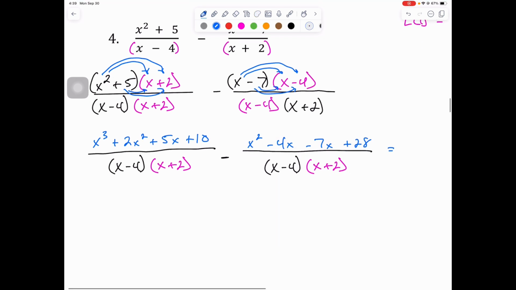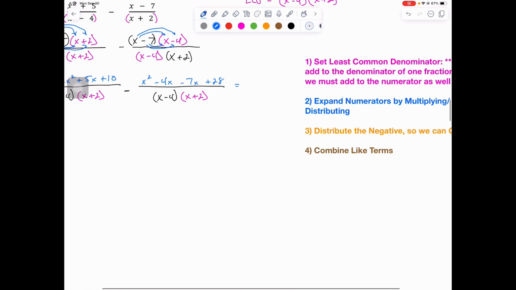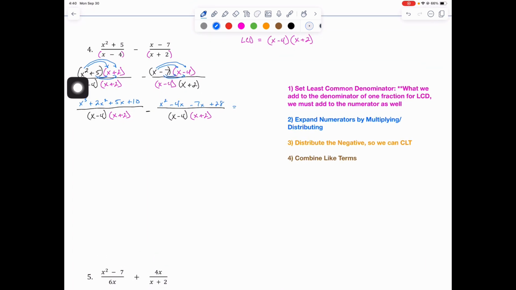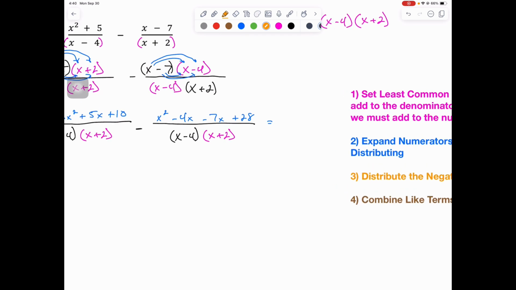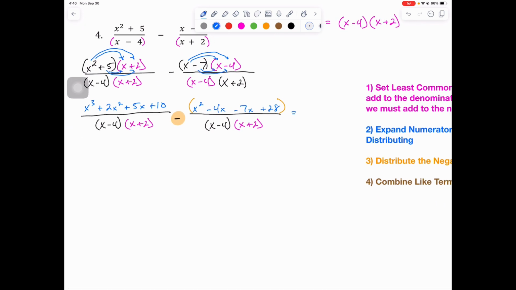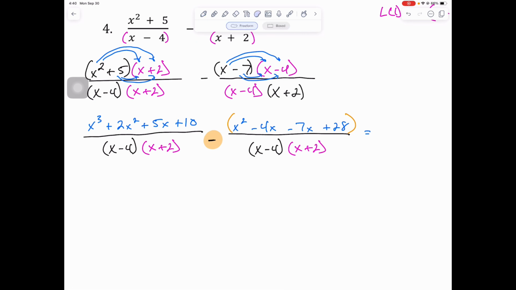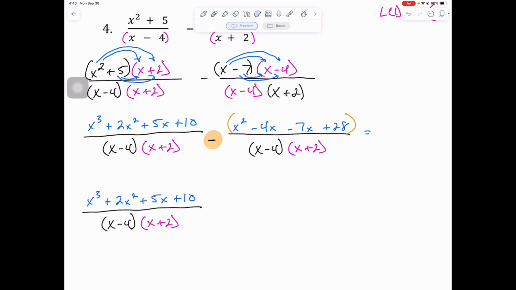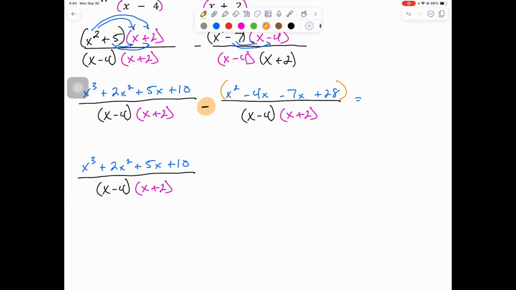All right, what does it say for step 3? Oh, distribute the negative so we can combine like terms. No big deal. Let me go ahead and highlight the negative. Yes, that right there. We need to distribute to the numerator. What I'm going to do first is just simply copy and paste what we have here down below. If you're working at home, you may have to write that out. No big deal.